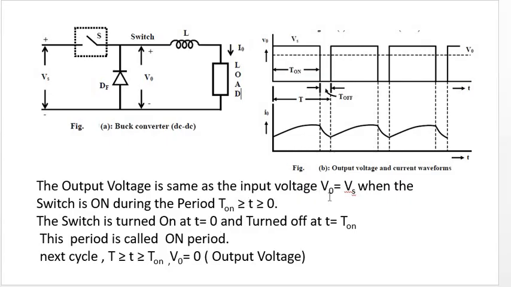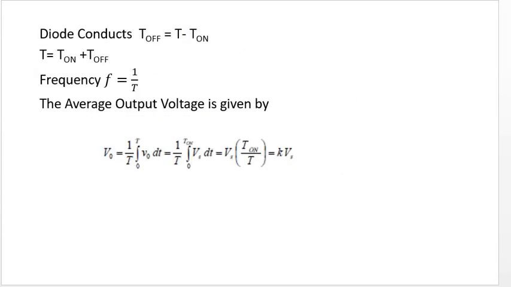The output voltage V naught is the same as the input voltage Vs when the switch is in the on state. The output voltage follows the input voltage when the switch is on. The switch is on for the duration of 0 to T on, which is called the on period. From T on to T, the output voltage is 0. The diode conduction time period is given by T minus T on. The total time period is the sum of on period plus off period, and frequency is equal to 1 by T.